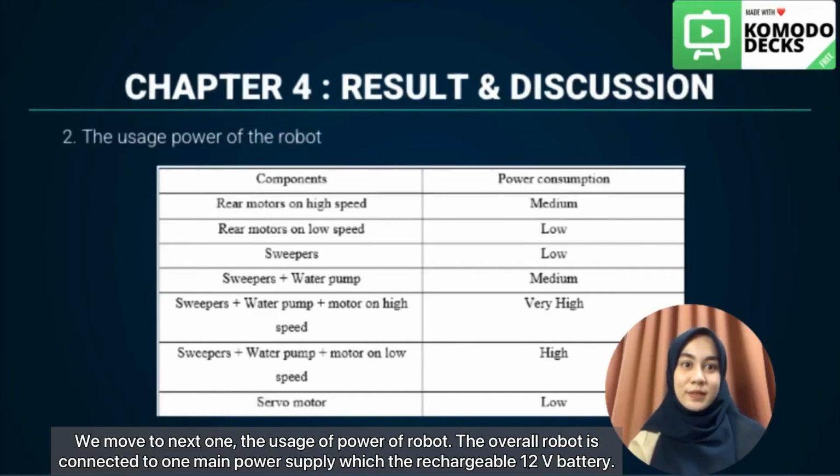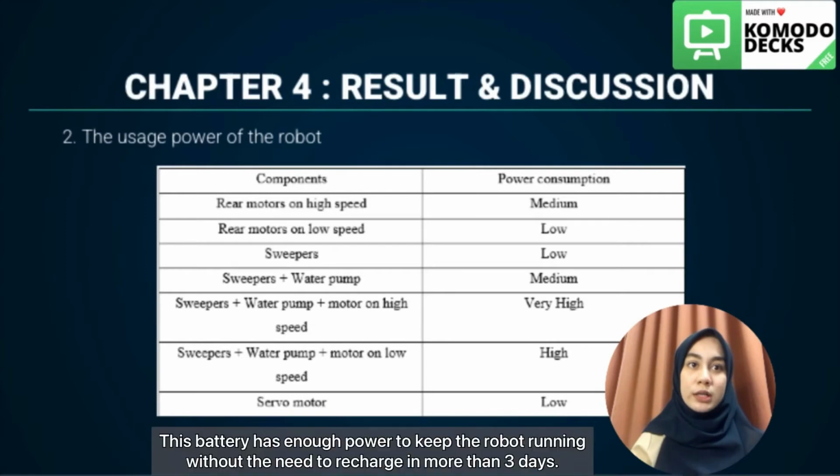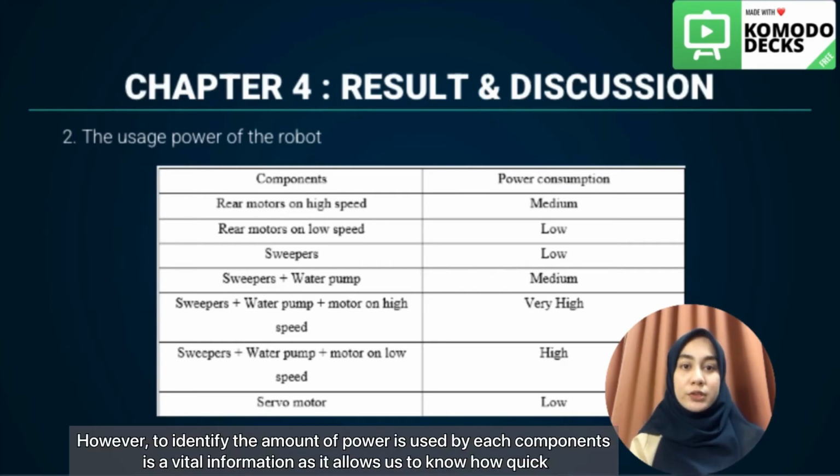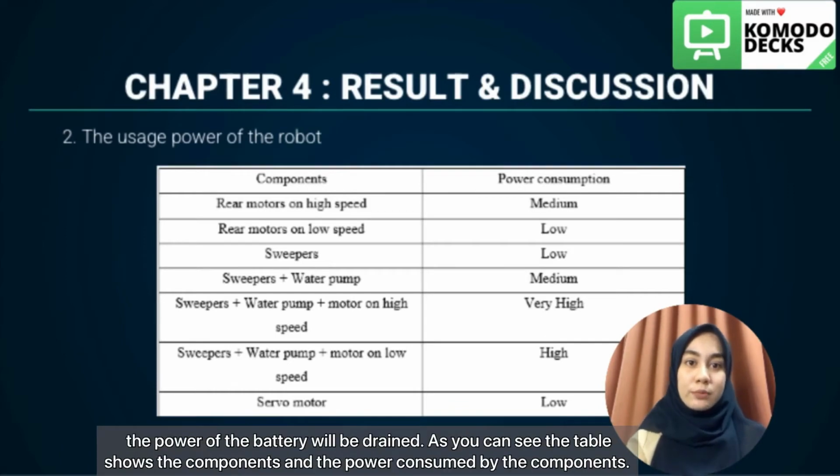Okay, we move to the next topic, the power usage of the robot. The overall robot is connected to one main power supply, which is a rechargeable 12-volt battery. This battery has enough power to keep the robot running for more than 3 days without needing to recharge. However, identifying the amount of power used by each component is vital information, as it allows us to know how quickly each component will drain the battery.